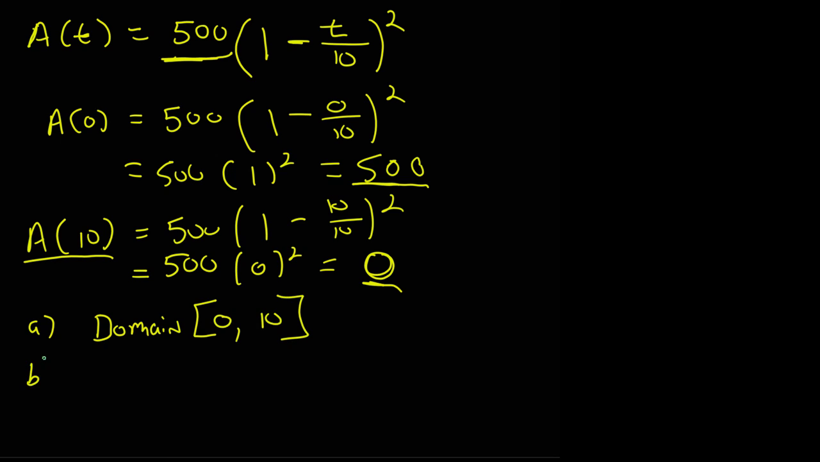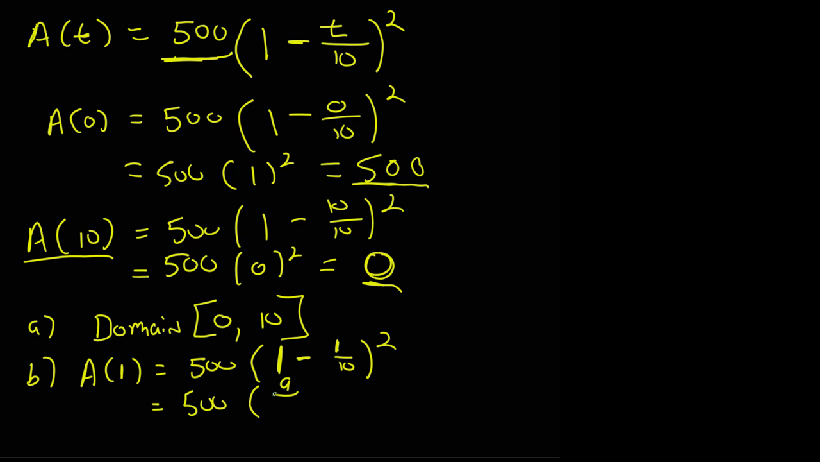The second part of this question says, okay, well, a minute into this, how much water is left in the tank? And so what we get here is 500 times (1 minus 1 over 10) squared, or 500 times 9/10 squared. And at this point, we could drop to our calculator if need be. That's 81 over 100. Right, 9 squared is 81, and if I divide that, 5 times 81 is 405 gallons.